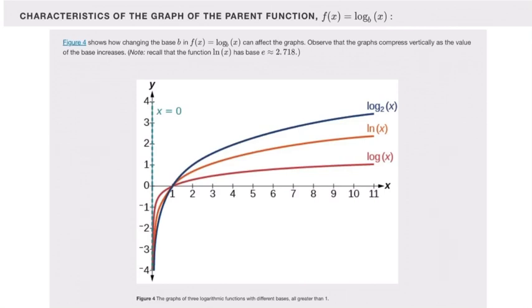So figure 4 shows how changing the base can affect the graph. Observe the graphs compress vertically as the base increases. Recall that this function has base e, right? So base 2, and then 2.718, and then base 10, right? So as the base is increasing, the graph is kind of getting squished vertically. Okay.